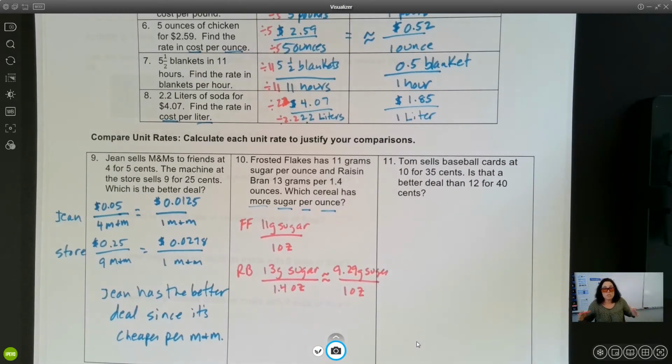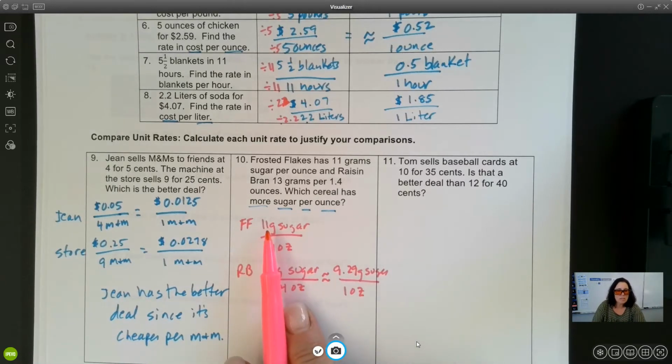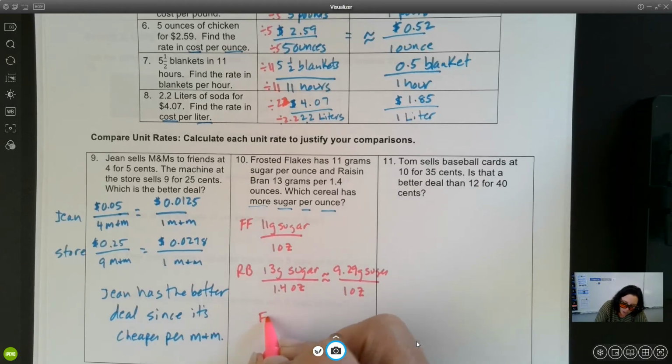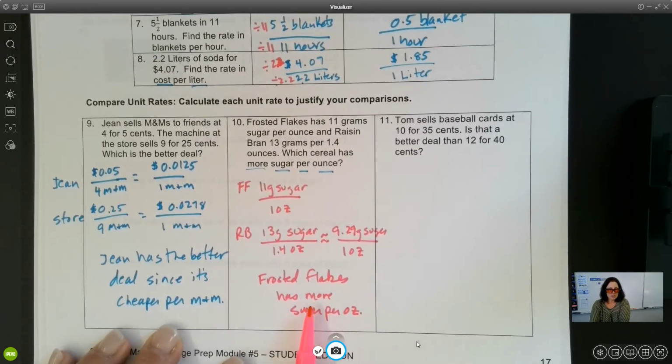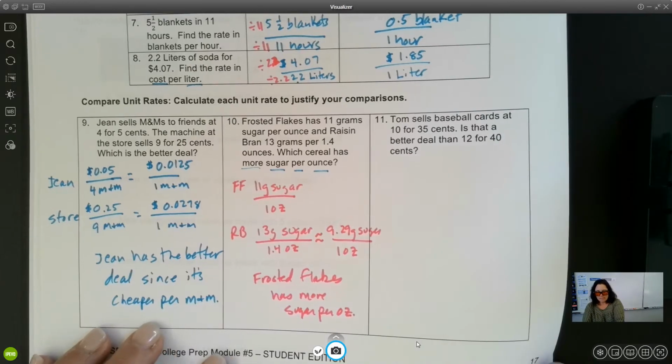The question was which cereal has more sugar per ounce? Frosted Flakes does because it's 11 for 1, where this one's only 9 something for 1. So Frosted Flakes has more sugar per ounce. And the work that I have here justifies that statement. So that's perfect.